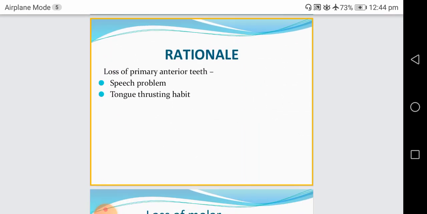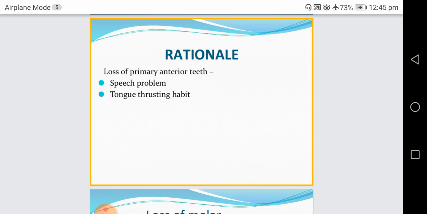Now, what is the rationale behind giving a space maintainer? Why do we want to give a space maintainer once we extract a primary tooth? Why should we give it? Or what will happen if we do not give a space maintainer? First, we will see what will happen at the premature loss of a primary anterior tooth.